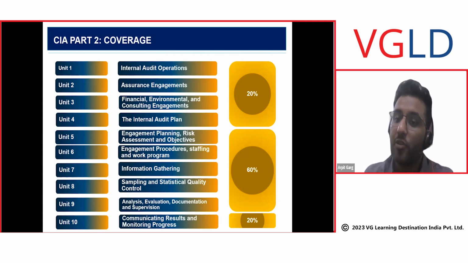We talk about different types of sampling, statistical quality control charts. We talk about analysis. We talk about evaluation. We talk about documenting it. We talk about adequate supervision during the assignment. And then finally, we talk about communicating results and monitoring progress. So that's the breakup of the content, folks. For part 2, I will say everything is important.